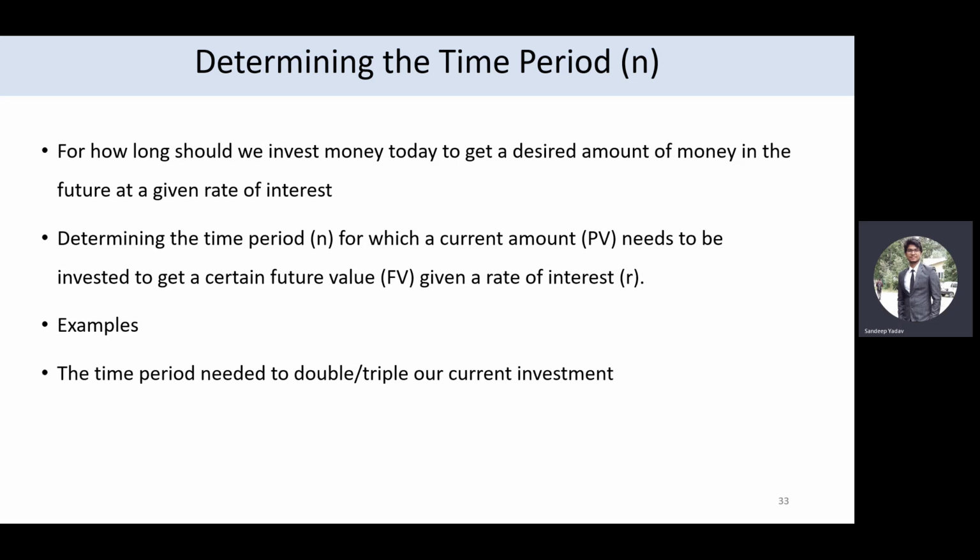Now, determining the time period for which a current amount needs to be invested to reach a certain future value. In the previous case we had an interest rate and a time period, and we had to calculate an interest rate. In this case we have an interest rate, and we have to get the time period in which it will get doubled or tripled or whatever you want. The example is the time period needed to double or triple a current investment.